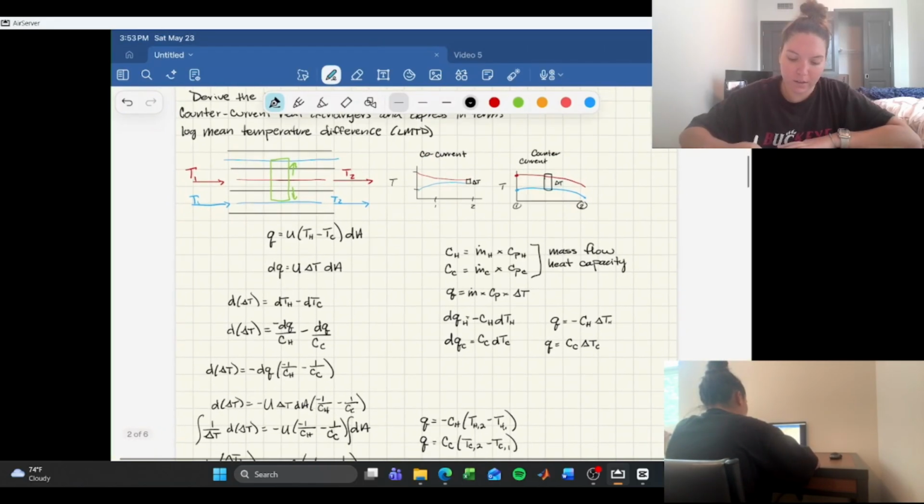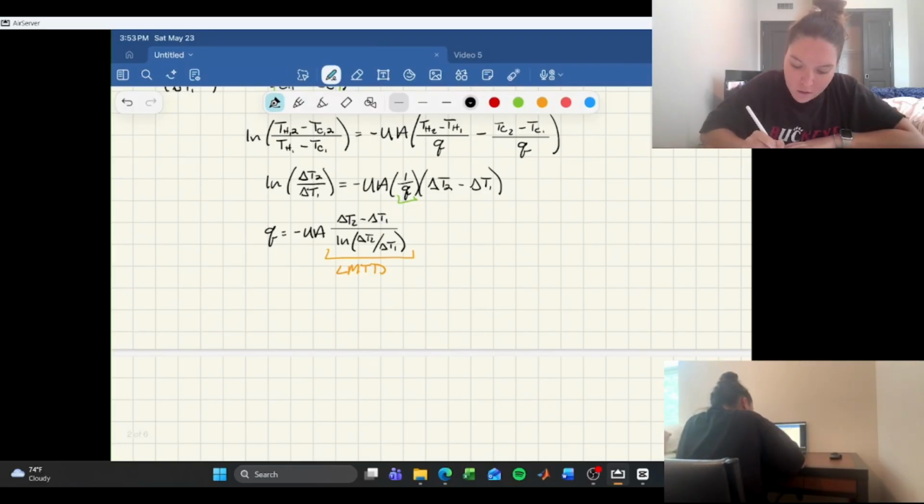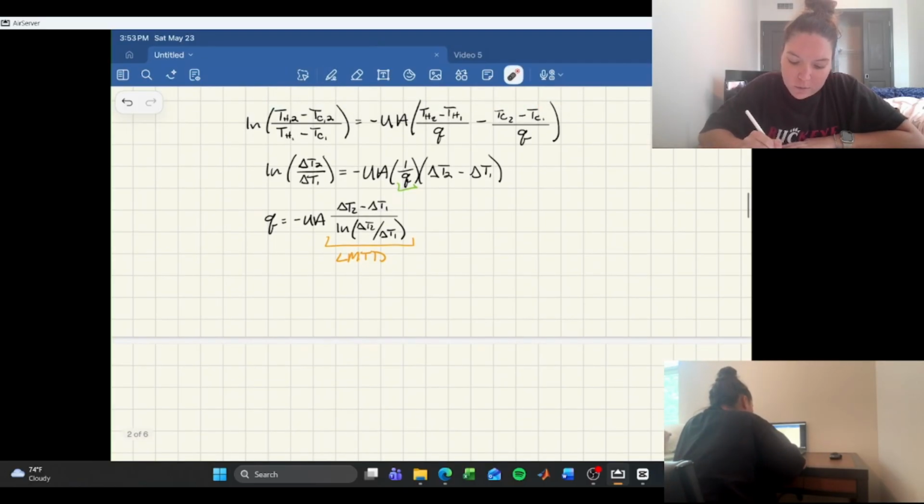So if we go back and look at the log mean difference, the change in temperature is going to be larger. Like the change in temperature is going to be larger. So that means that we're going to have more heat transfer because Q is going to get bigger as well.